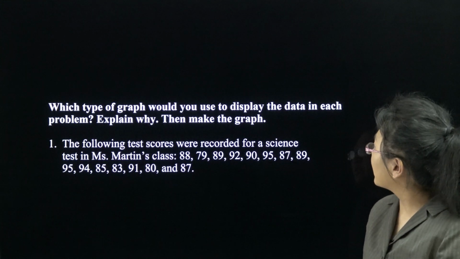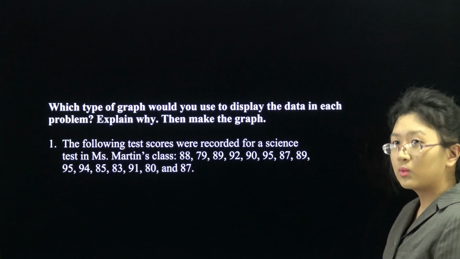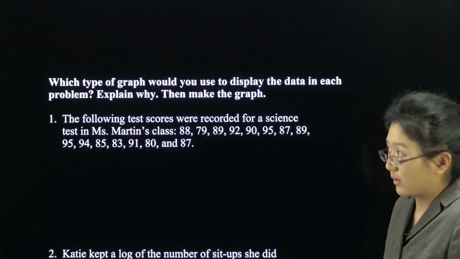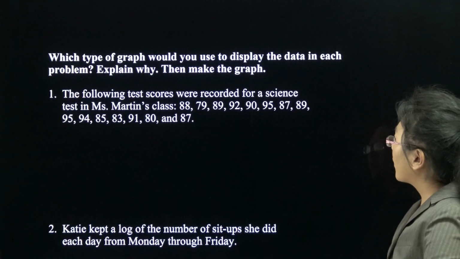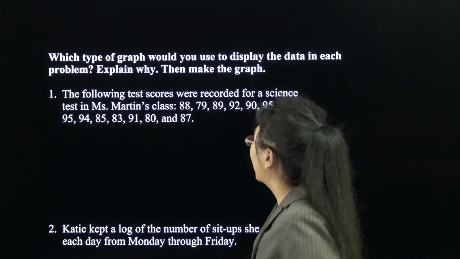Which type of graph would you use to display the data in each problem? Explain why, then make a graph. Well, then make the graph. The following test scores were recorded for a science test in Miss Martin's class.